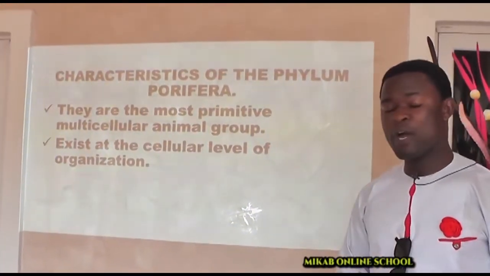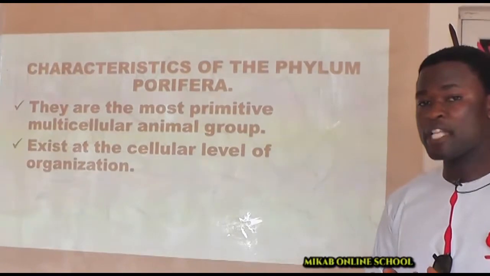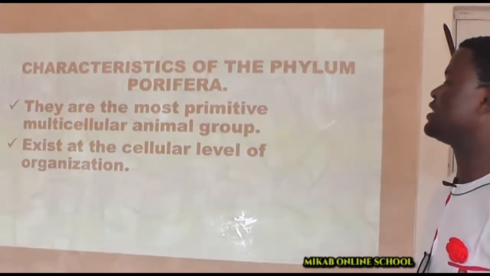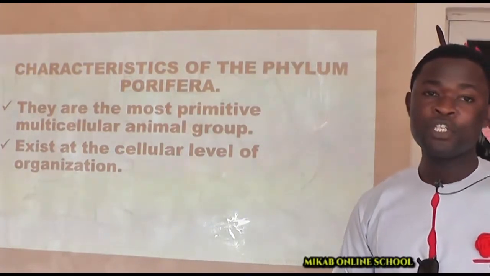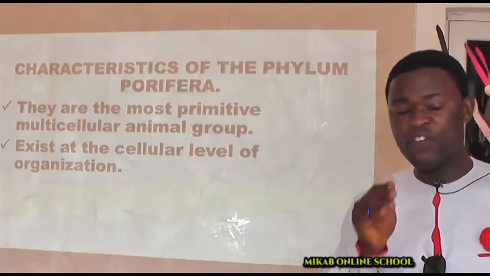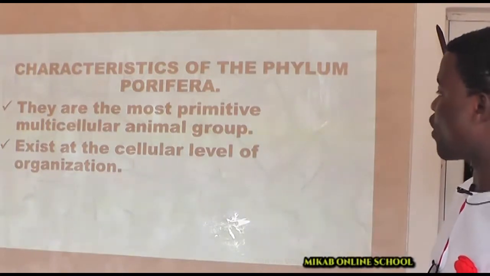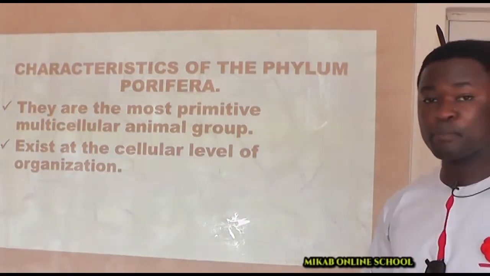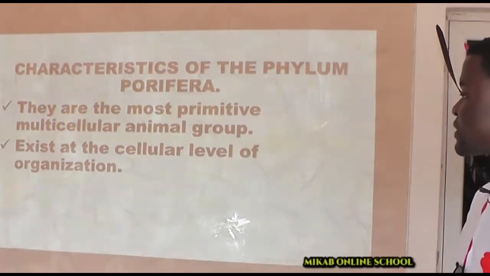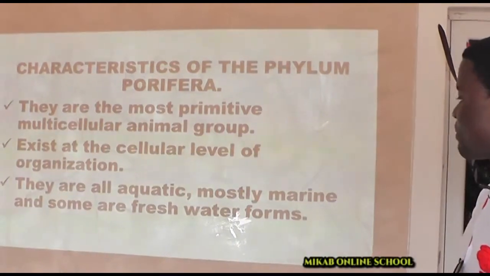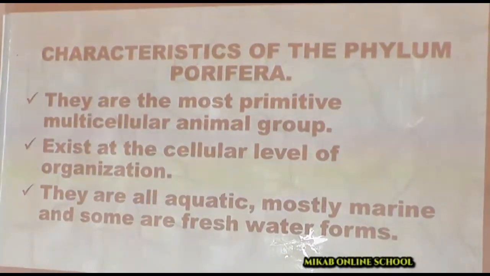Like we said in our previous lesson, one of the reasons why animals have to be grouped into various categories or phyla is the very fact that animals do not have the same level of organization. The most primitive, the first level of organization of life, is the cellular level. And so this group of organisms known as Porifera or the sponges are living at the cellular level of organization. Then, like I said before, they are all aquatic, marine, and some of them are found in fresh water.